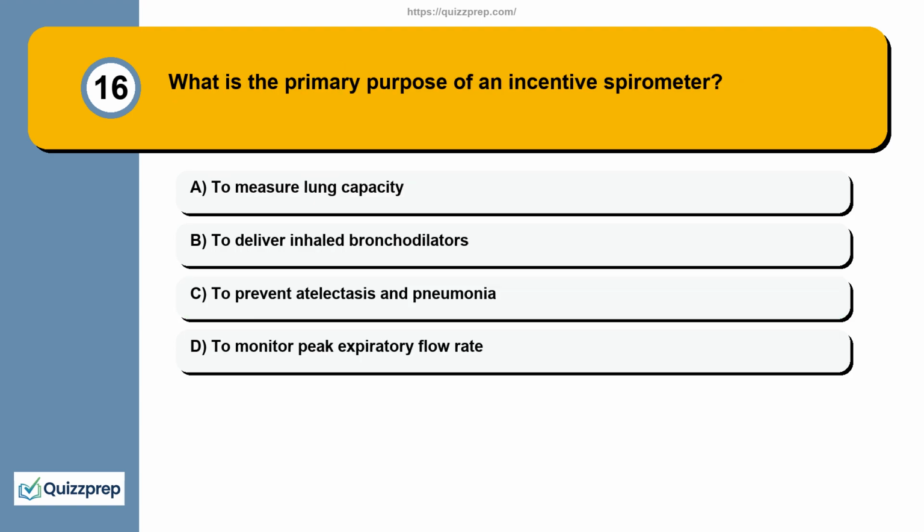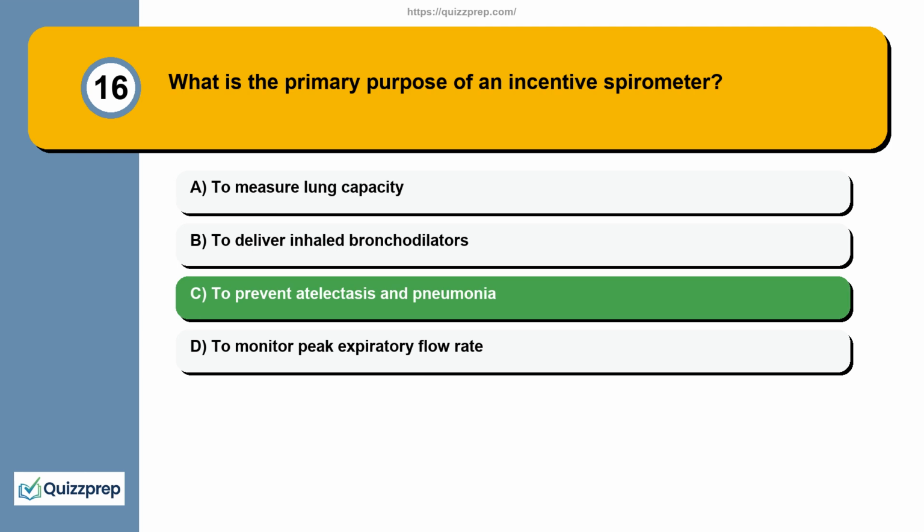Question 16. What is the primary purpose of an incentive spirometer? Here are your options. Option A. To measure lung capacity. Option B. To deliver inhaled bronchodilators. Option C. To prevent atelectasis and pneumonia. Option D. To monitor peak expiratory flow rate.